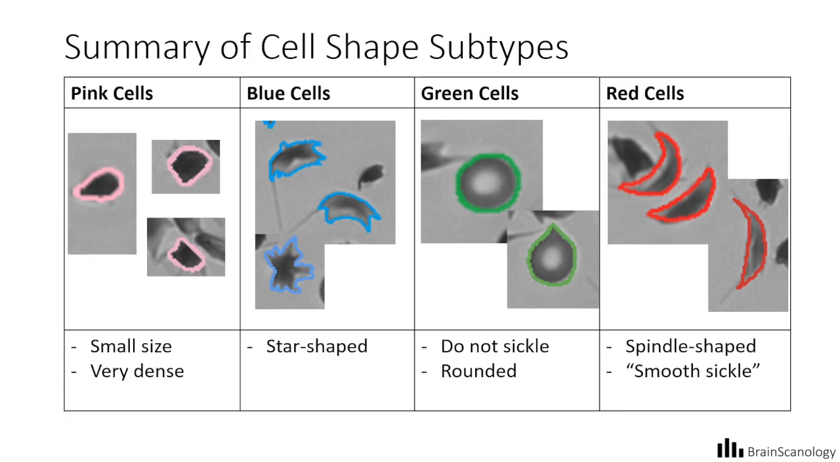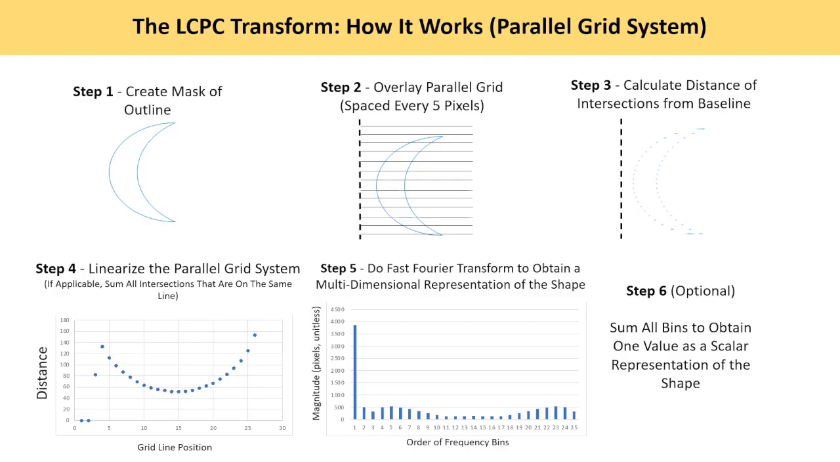Green cells were cells which did not sickle. They were rounded. The last cell shape subtype identified was the red cell shape subtype. These cells were spindle-shaped and appeared to have a smooth sickle shape with just 2 points, each at an end of the cell. Genie uses Brain Scanology's LCPC transform to analyze shapes.